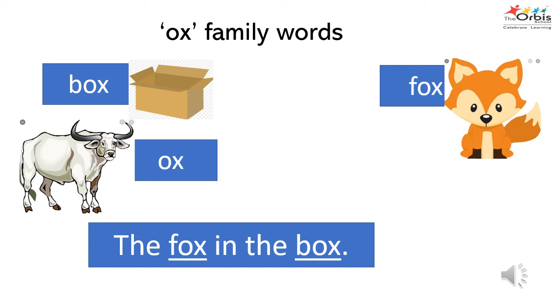O says O, X says X, OX family words. B says B, O says O, X says X, box. Can you see the picture of a box? F says F, O says O, X says X, fox. O says O, X says X, ox.